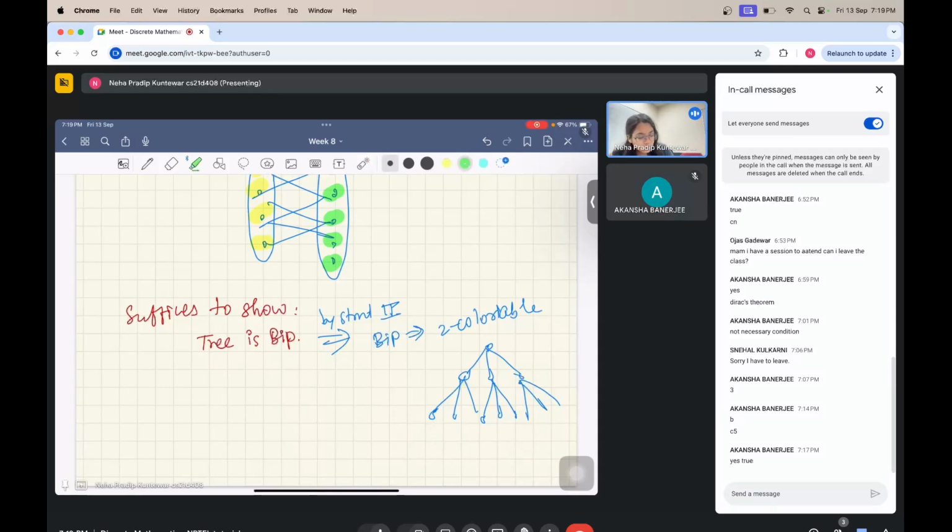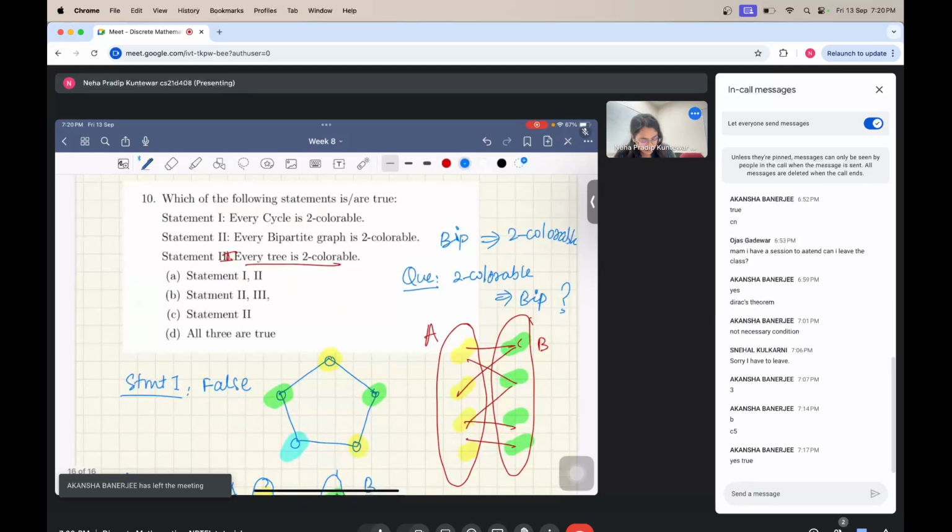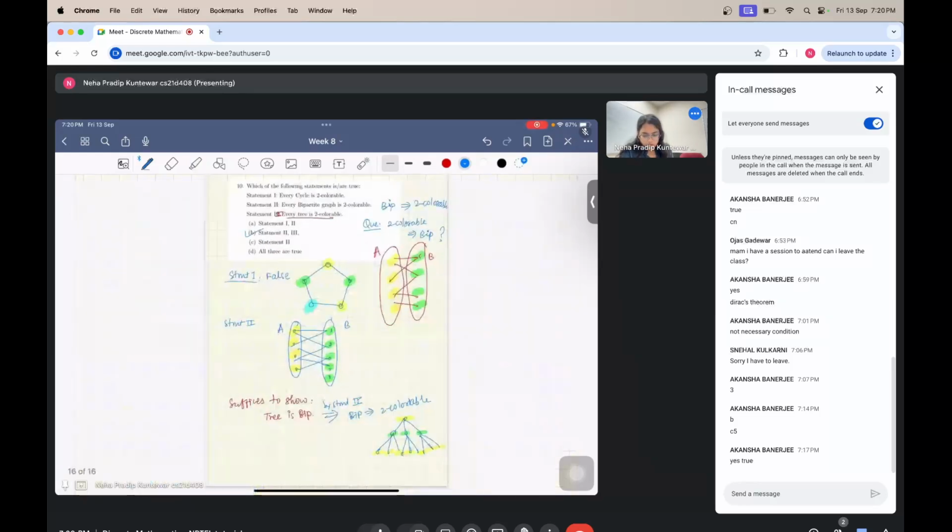And what you do is, let's say, color the root with yellow, then in the next level you color all of them with green, then you color the rest of them with yellow, and you keep on repeating. Essentially you alternate between the colors, and you would never end up getting edges that go within the same partition, and the same argument would essentially show that the graph is also bipartite. So the answer is statement 2 and 3.